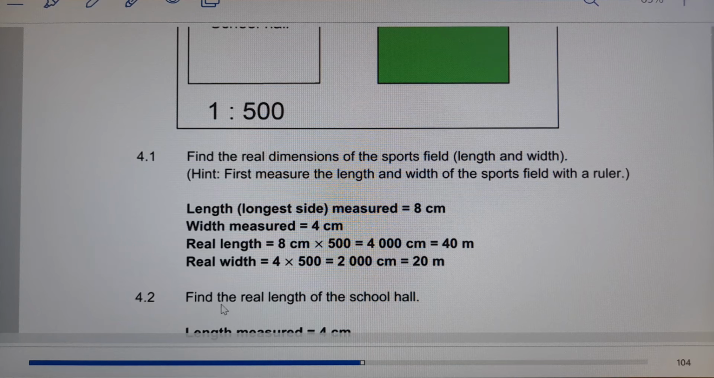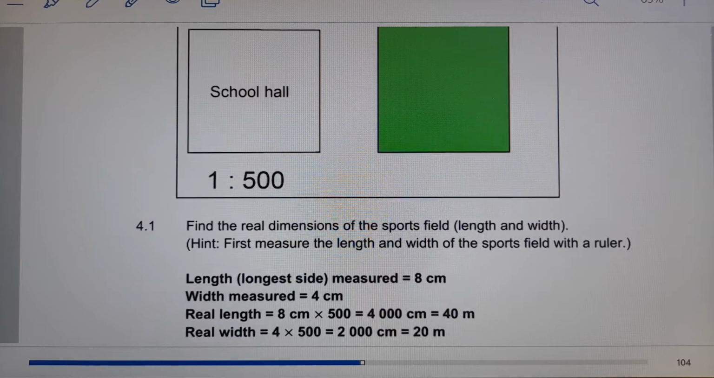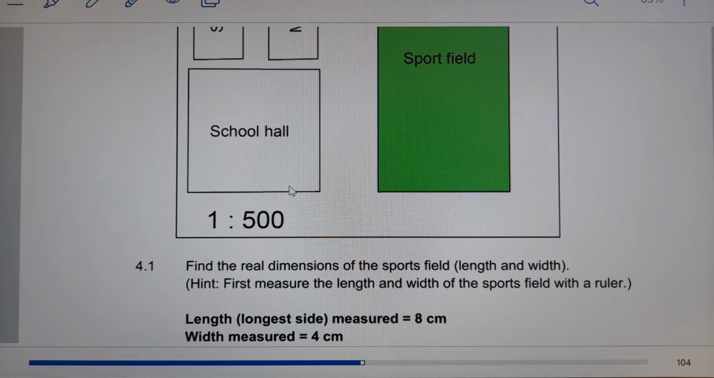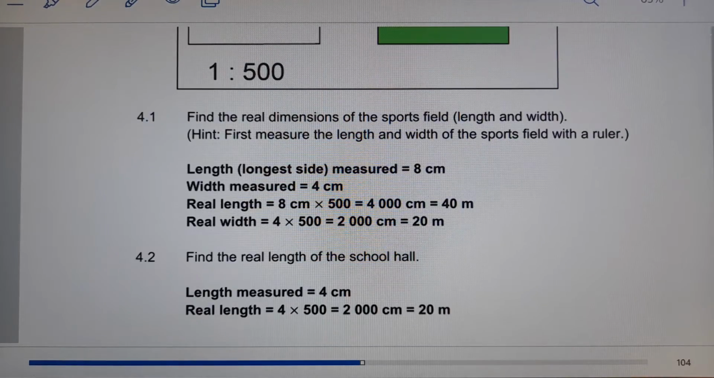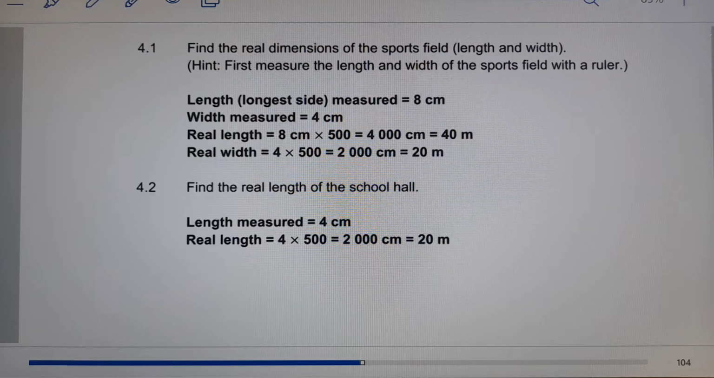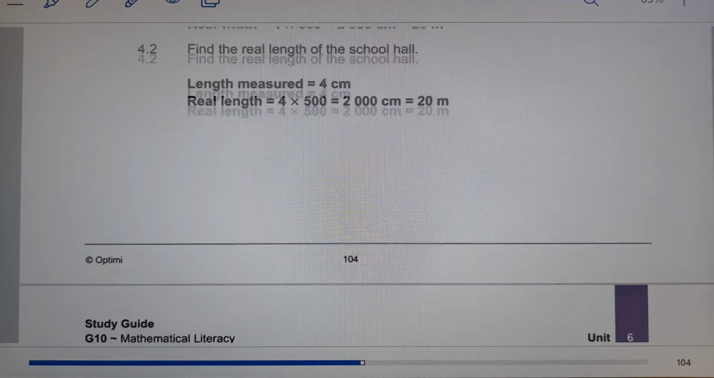They say find the real length of the school hall. You do that, you look at the school hall, the longest side. Which one looks like the longest side? This side, I think, looks like the longest side. You measure it, okay? So you can get the real length.